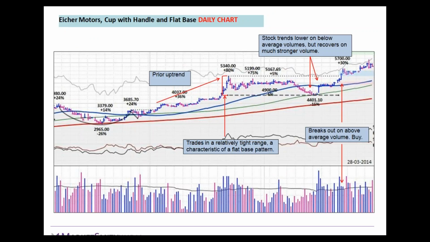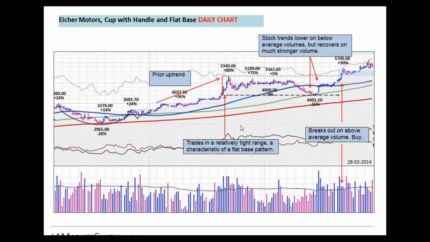Okay, so here's the same thing in the daily chart. Again, there's a prior uptrend. We see this cup with handle was there. It broke out. It moved higher. It trades in a tight range, so there is not much depth to this base. It's a kind of tight trading pattern.